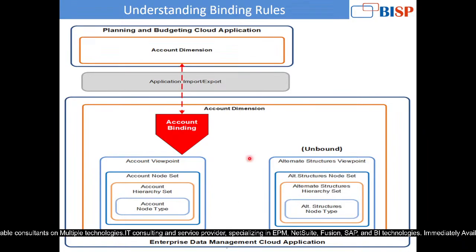Okay, so when the external application dimension is not bound with the EDMCS application viewpoint or the account dimension, like in this case, this is the unbound status. So alternative structures might have been used, or an alternative node set, or anything alternative other than the account, which is initially created by the application, then this will make the binding status unbound.